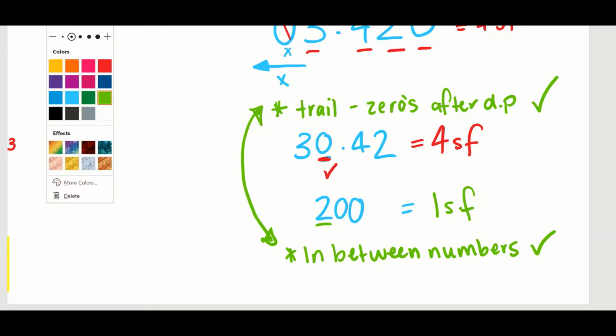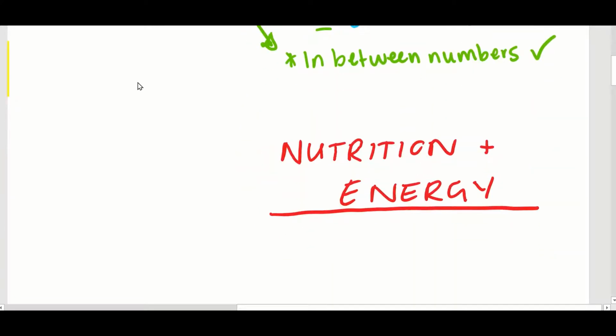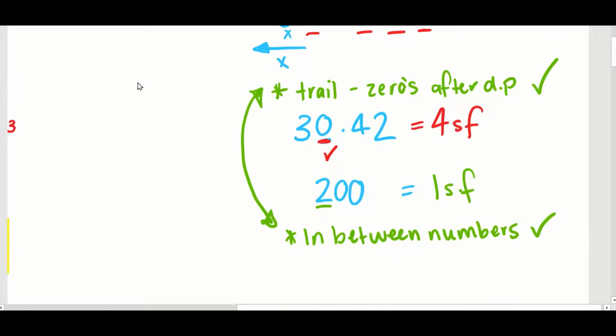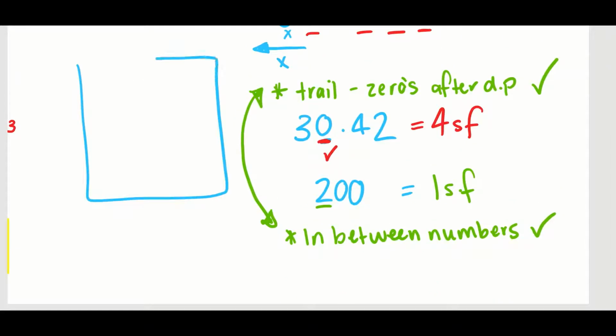So let's just do a couple of examples together. Let's think about, okay, I'm running out of room. I'll go over here. 60. Okay, it has 1 significant figure, the 6. But if I have 603, the 0 is in between numbers, so it has 3 significant figures.